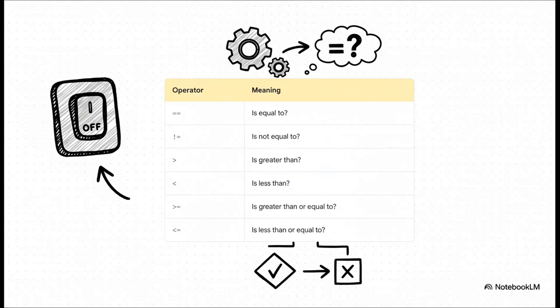Now, these are the tools of the trade. These are what we use to ask those questions. They're called comparison operators. And notice the double equal sign for is equal to. That's really important because it separates it from the single equal sign, which we use to assign a value, like we just did with the light switch. These symbols are basically the computer's vocabulary for making a comparison.